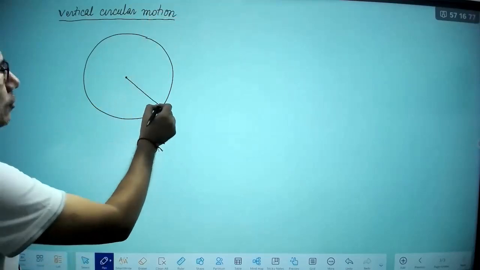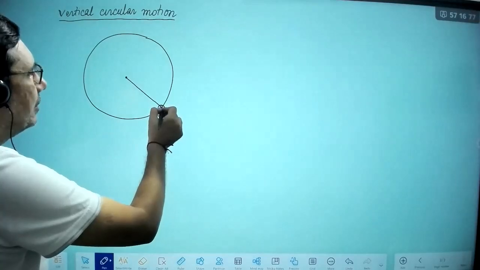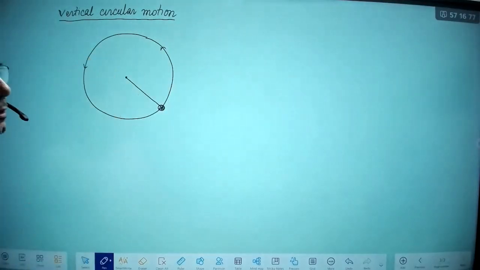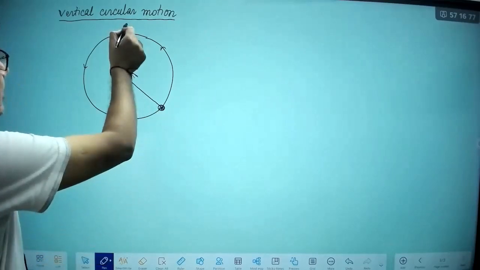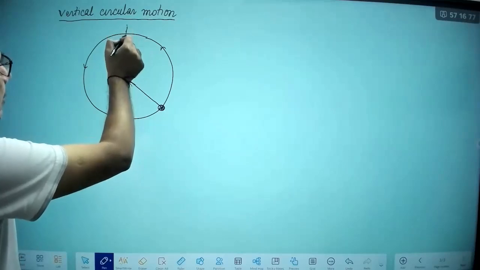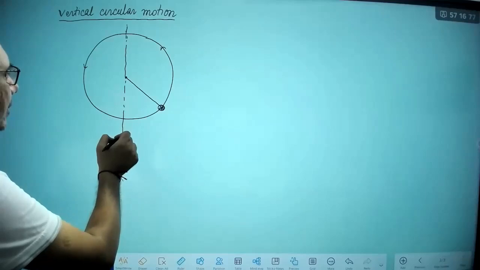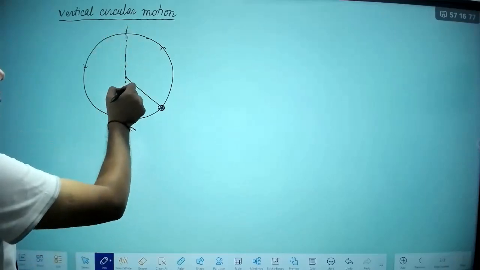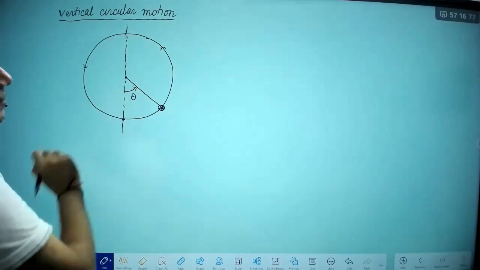Circular motion. So here, this is the mass that is undergoing this motion. If you look at the weight, this is the vertical line passing through the center. This is the lowest position, and this is the highest position. Suppose this angle is theta.